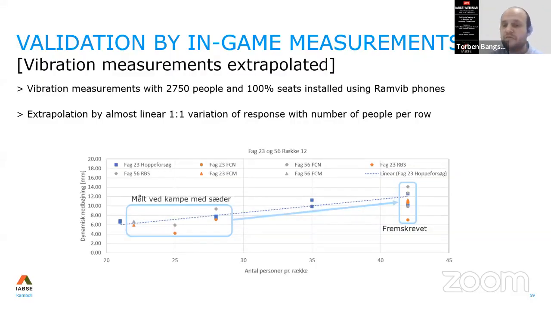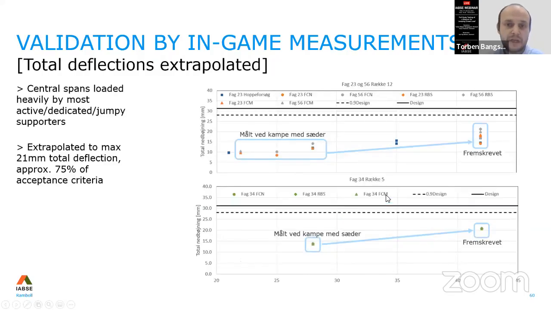Then, because of the very linear one-to-one proportionality of the response that we have observed in the jumping experiments, we were able to extrapolate the results we captured in game, where we only had around 25, 28 people on every row, to a case where we had 40 to 42 people, and see, okay, what would be the dynamic response? And so that we could have the static response. And that it followed very well.